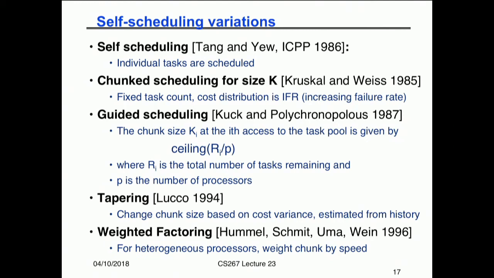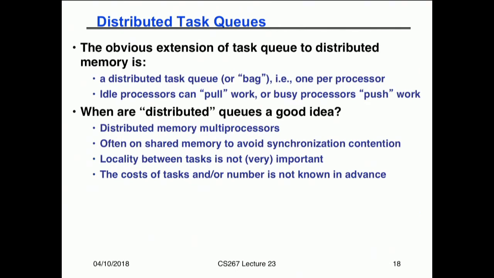And there's another algorithm called weighted factoring, which was getting at the issue that you may have heterogeneous processors, so you may want to weight the chunks of work by the processor speed. I think that one was actually more of a theory paper on that algorithm, and proved some results about it.